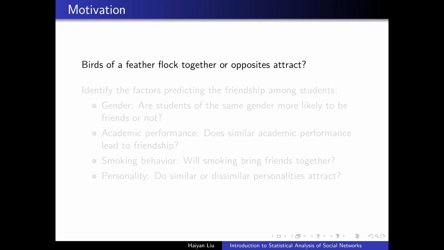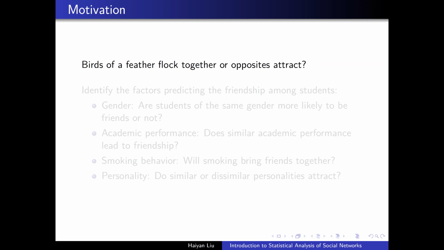The motivation for proposing the latent factor space model comes from a very classical research question: whether birds of a feather flock together or opposites attract. This is actually the same as the principle of homophily, because many natural relations are assumed to follow the principle of homophily.